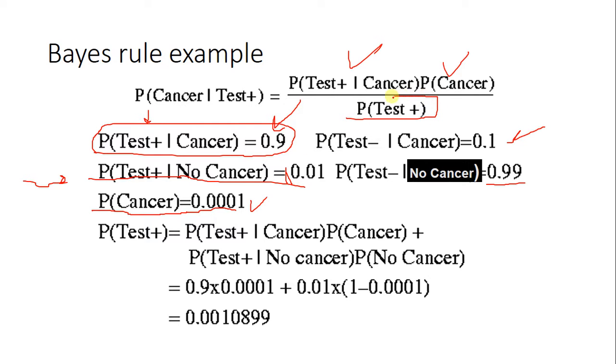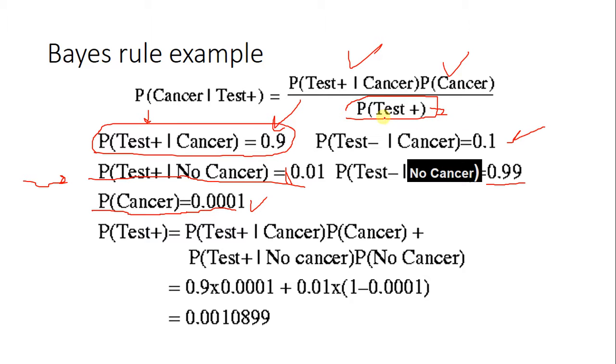As we discussed earlier, to compute the total probability of a factor, we sum all the probabilities of that factor with all other factors and all other forms. Like if we want to compute the probability of test positive, it will be equal to probability of test positive and cancer plus probability of test positive and no cancer.